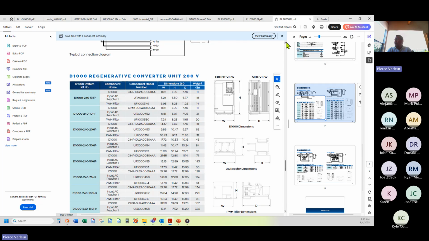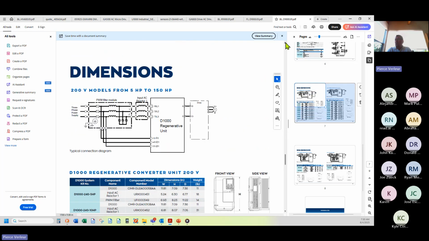So the D1000 is our regen solution. Can we do a 100 horsepower regen drive? Yeah, D1000 coupled up to the 100 horsepower VFD that you select. And then you have the equivalent of what the competitor calls their single module unit. We're just going to give you 2 modules.